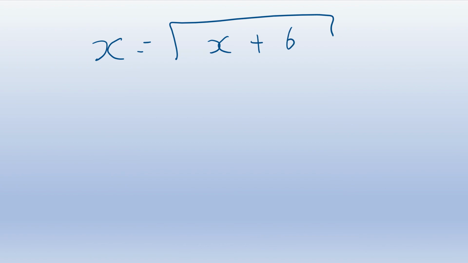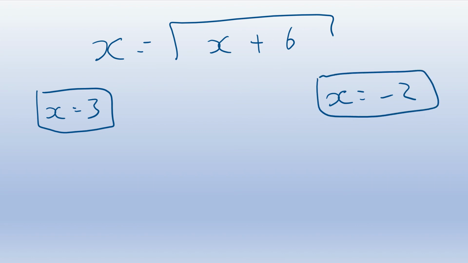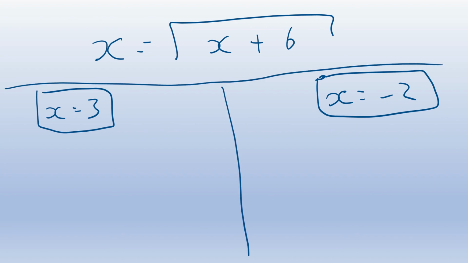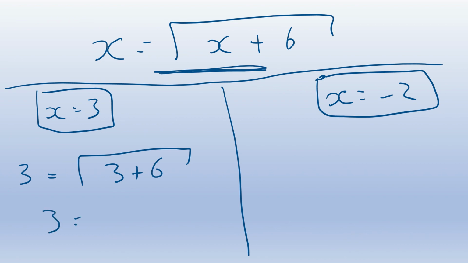And we got answers of x is equal to 3 and x is equal to minus 2. We got to check these because, as we'll see in a minute, one of these does not work. So if I substitute my first example, x is equal to 3, into this, the left hand side should equal the right hand side. So I've got 3 is equal to the root of 3 plus 6, 3 is equal to the root of 9, 3 is equal to 3.